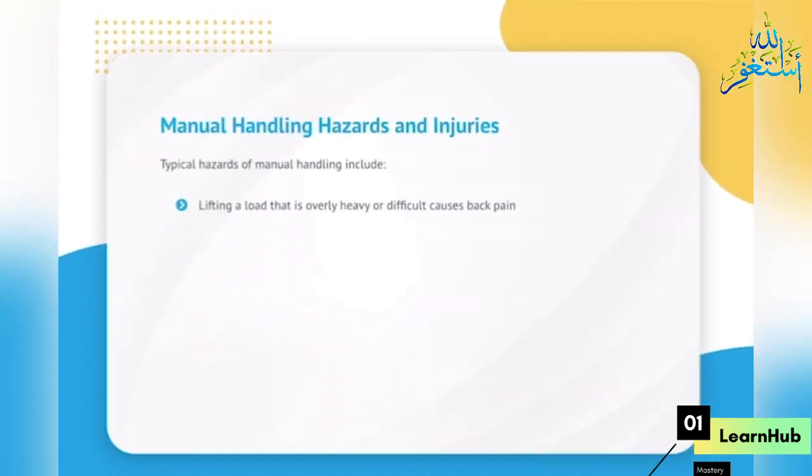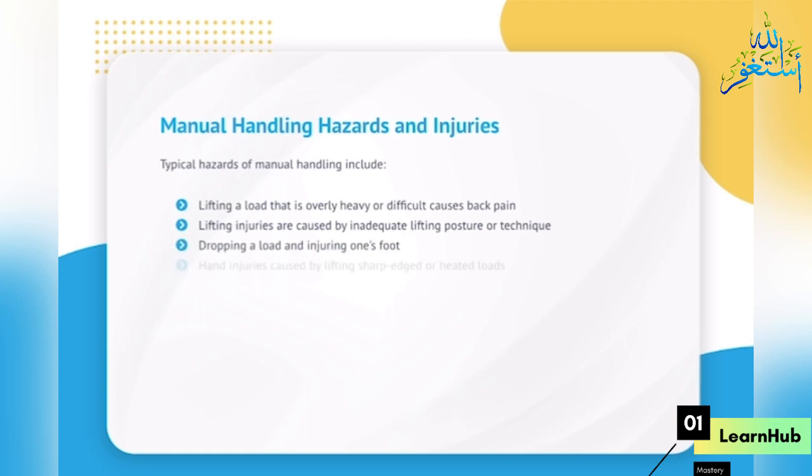Typical hazards of manual handling include: lifting a load that is overly heavy or difficult, which causes back pain; lifting injuries caused by inadequate lifting posture or technique; dropping a load and injuring one's foot; and hand injuries caused by lifting sharp-edged or heated loads.